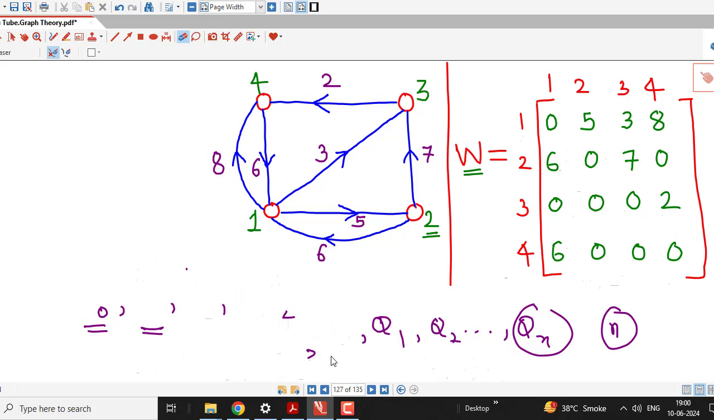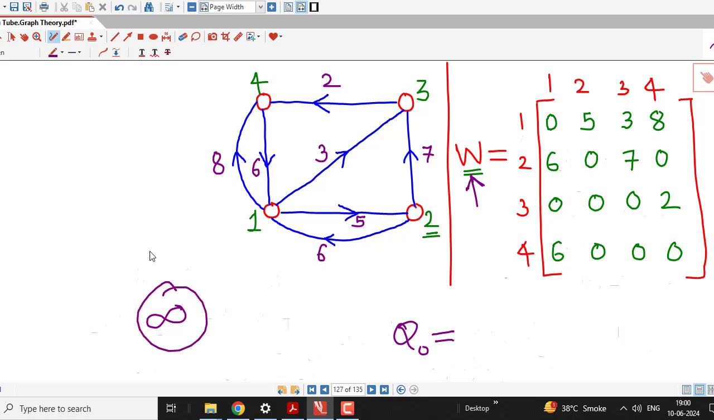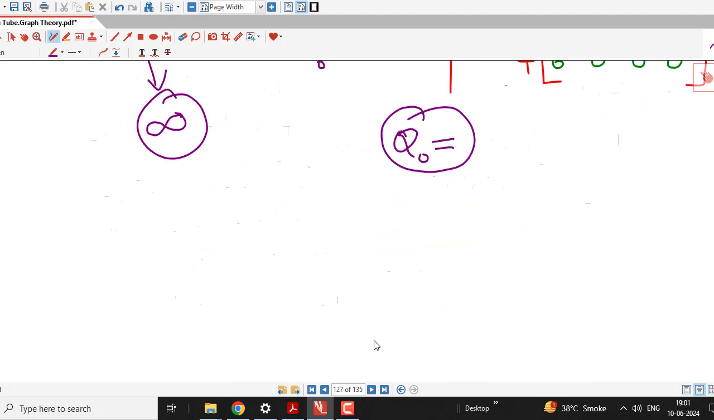The initial matrix Q0 is nothing but the matrix W which we have written here. To write down Q0 we will use this weight matrix W, and we will write down all the non-zero entries of W as they are in Q0 also, but the entries which are 0 will be replaced by infinity or a very large number. So replace 0 by infinity in W and keep all other entries as they are, and we will be able to write down Q0. That I have written here.